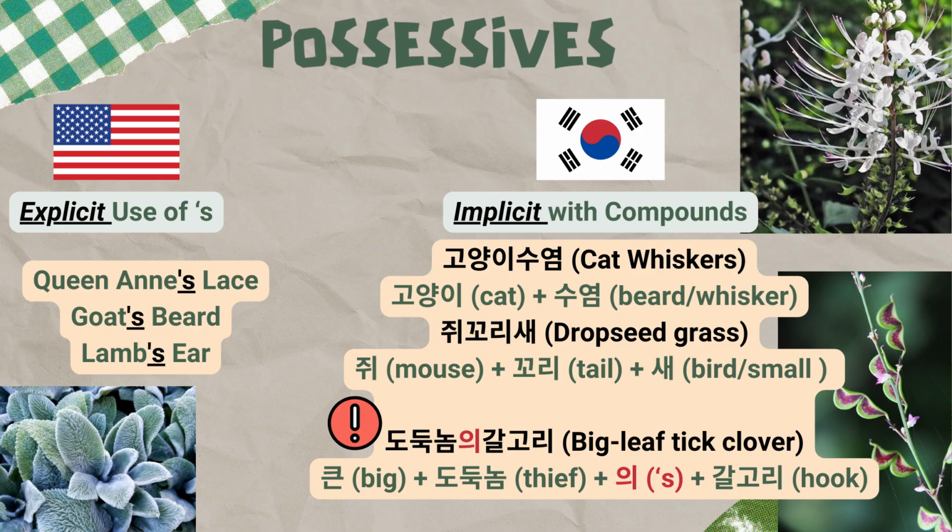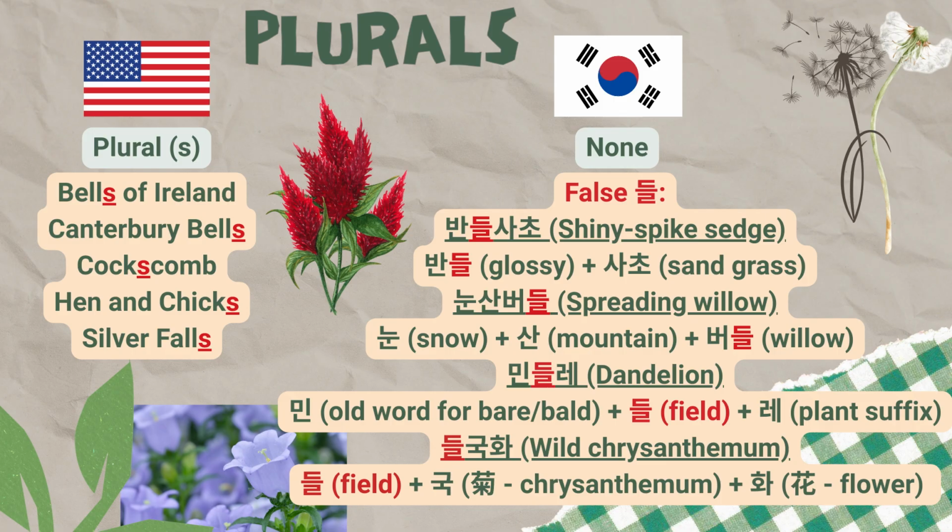There are a few exceptions that use the explicit possessive marker 의. For example, big leaf tick clover, 도둑놈의갈고리, in Korean, big thief's hook. Another notable difference is the use of plural markers. In English common names, plural markers are very common, as seen with bells of Ireland, coxcomb, hen and chicks. However, in Korean common names, there are no observed cases of the plural marker tul.